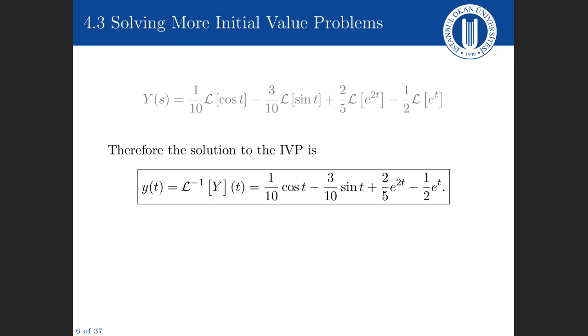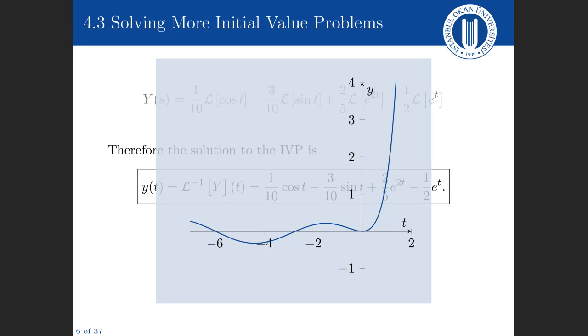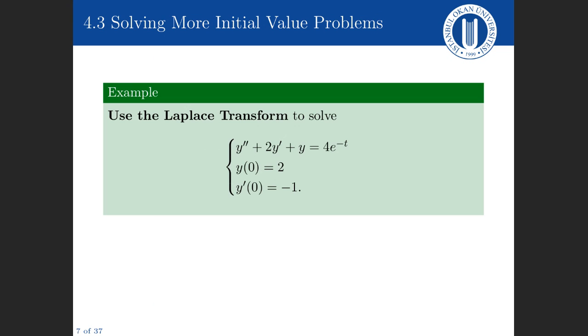Small y is the inverse Laplace transform of capital Y, which of course must be 1 over 10 cos t minus 3 over 10 sine t plus 2 over 5 e to the 2t minus a half e to the power t. And I can show you the graph of this function, which looks like this.